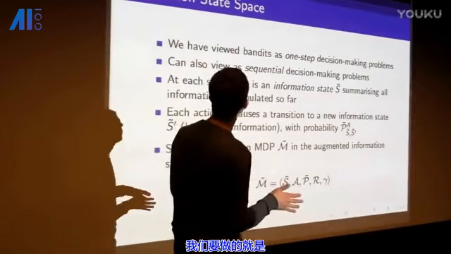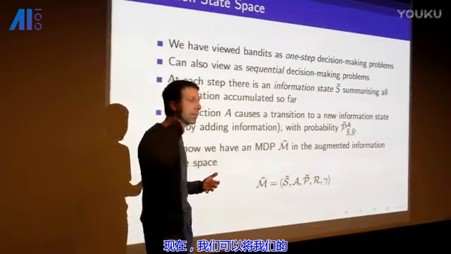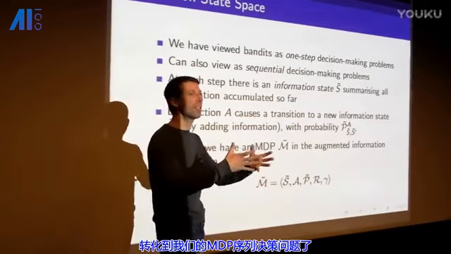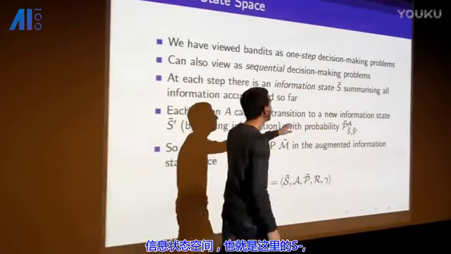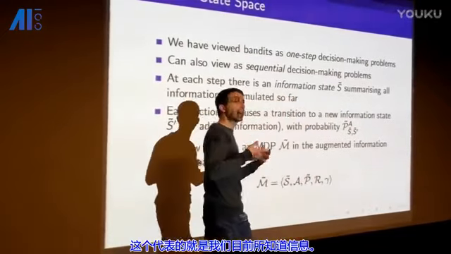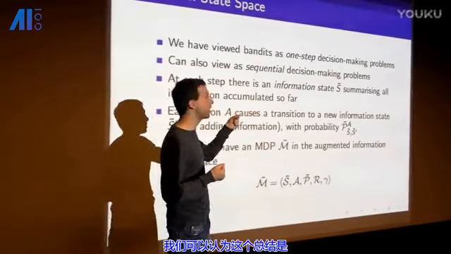The way we can do this is to think of an information state space. We're going to transform our bandit problem back into an MDP, a sequential decision-making problem. And the way we're going to do this is we're going to think about an information state, this S tilde here. That's what we know so far. It's a summary of all the information we've accumulated so far.